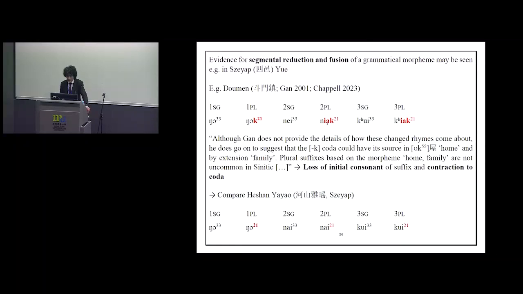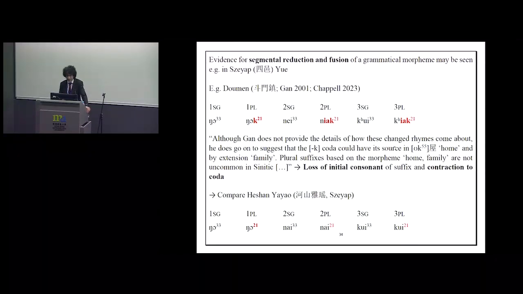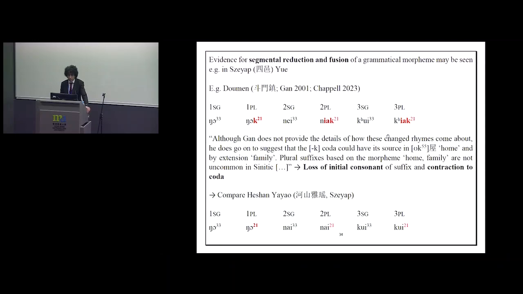And it has been proposed, at least, that it comes from the fusion of the pronoun with the word like wok, like home, because words with this etymon are used for pluralization of pronouns in the rest of Sinitic. So you really have loss of initial consonants and contraction to a coda. But this is, of course, marginal. So it gives you the feeling of something that is already ironed out.